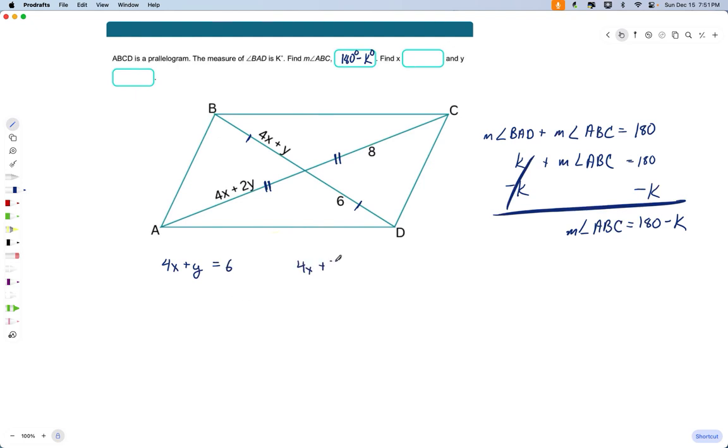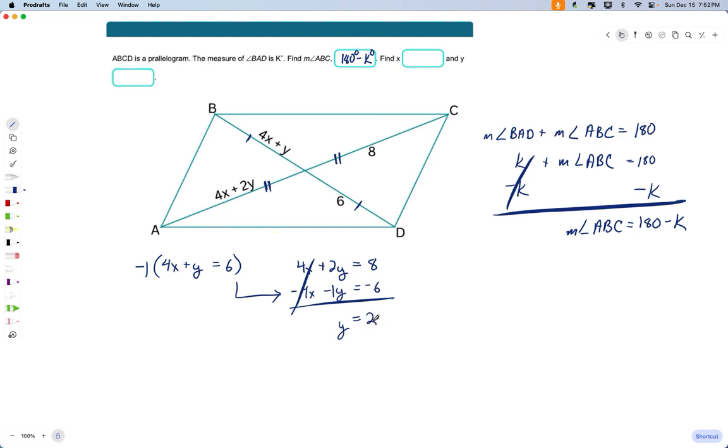So what I'm going to do is multiply this one by -1, and I'm going to put it right down here. So negative 4x minus y is equal to -6. Then I can cancel. 2y minus 1y is y. 8 minus 6 is 2. So y is equal to 2.